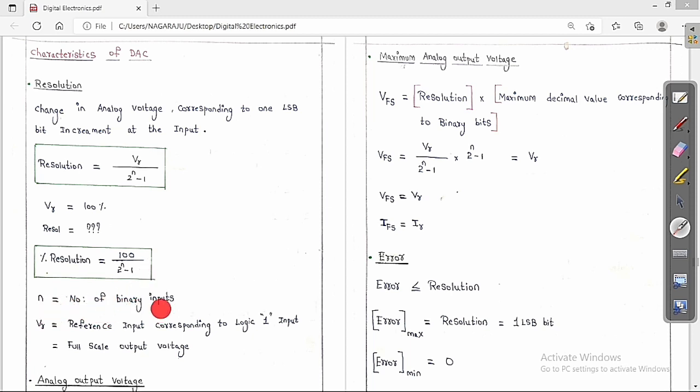N is called the number of binary inputs, and VR is called the reference input corresponding to logic 1 input. So for logic 1, what is the reference input? That is called VR. So it is the reference input corresponding to logic 1 input, and it is also called the full scale output voltage.